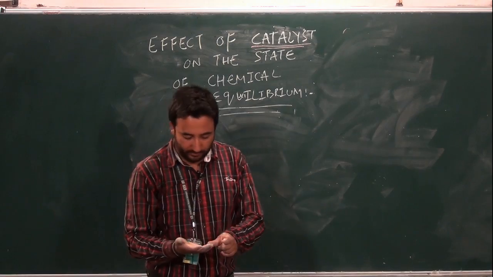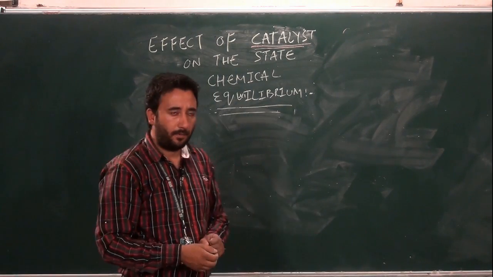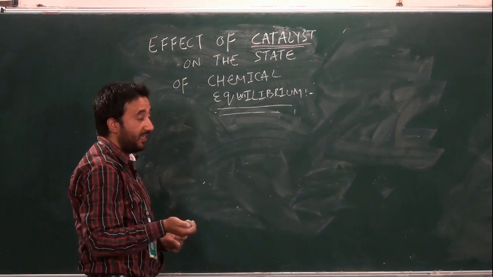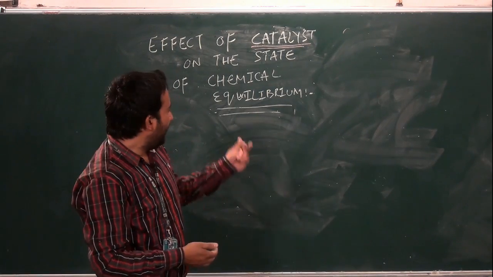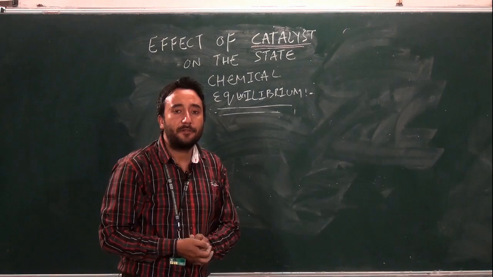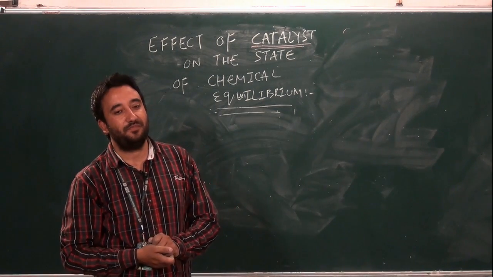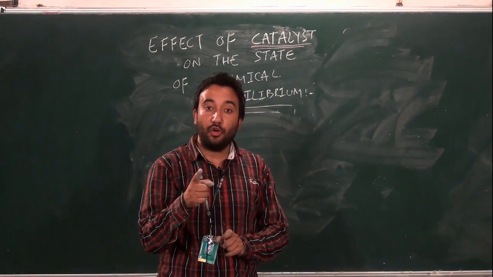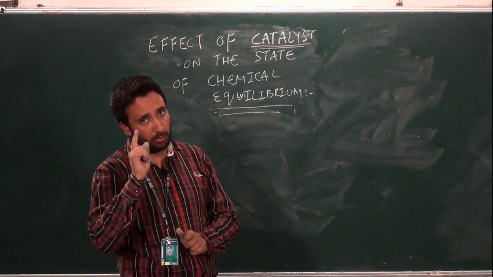Now, let us discuss some important points regarding the catalyst. Our topic is effect of catalyst on the state of chemical equilibrium, but we should know what a catalyst is, what its functions are, what it performs. A catalyst does not change delta E of a reaction. Delta E is basically the difference in the energy of products and reactants. It does not change delta E of a reaction, number one.